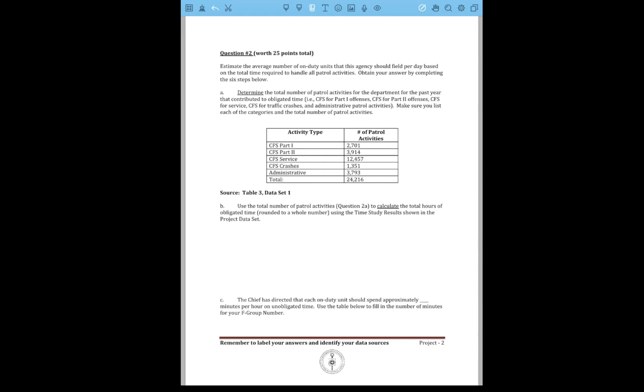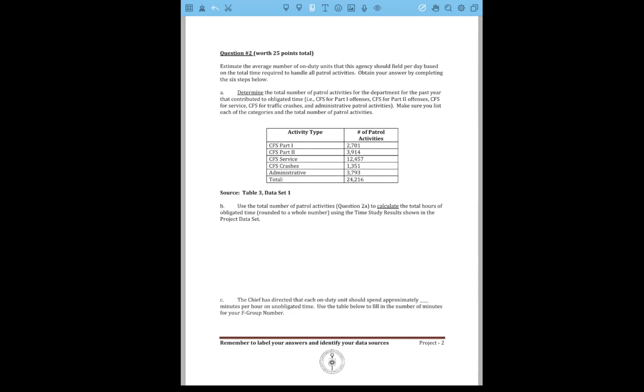Question 2b is asking us to use the total number of patrol activities. That's the information that you gathered for question 2a. And using that information, you're going to calculate, and remember, calculate means get your calculator out and you're going to have to do some math. And you want to calculate the total hours of obligated time. And at the very end, you're going to round that answer to a whole number.